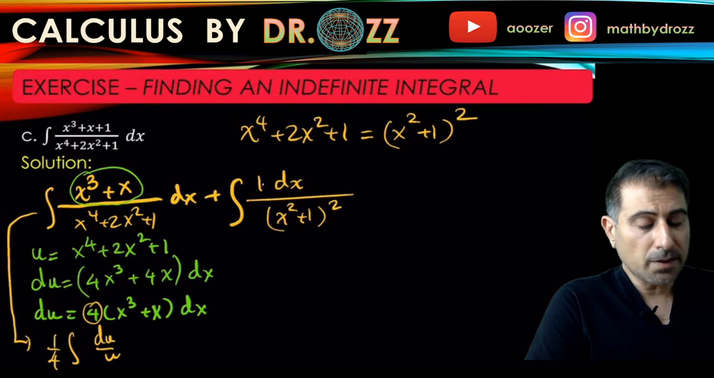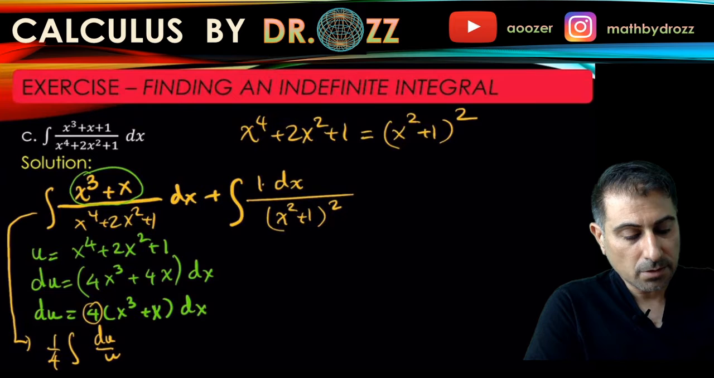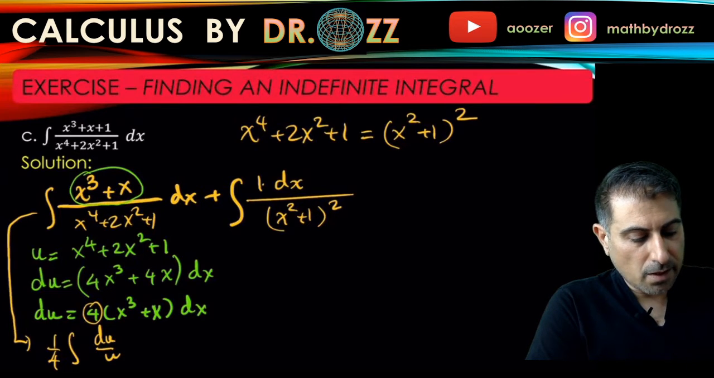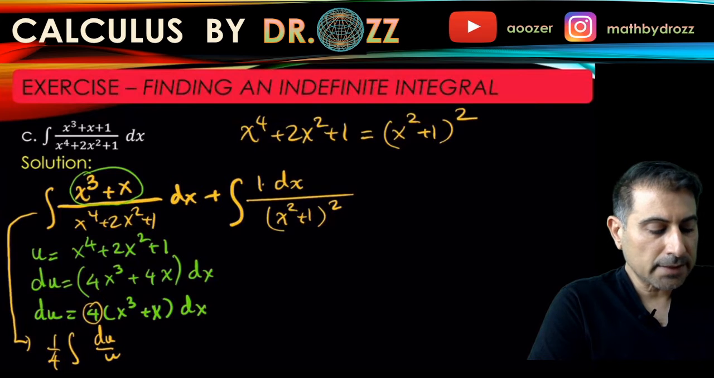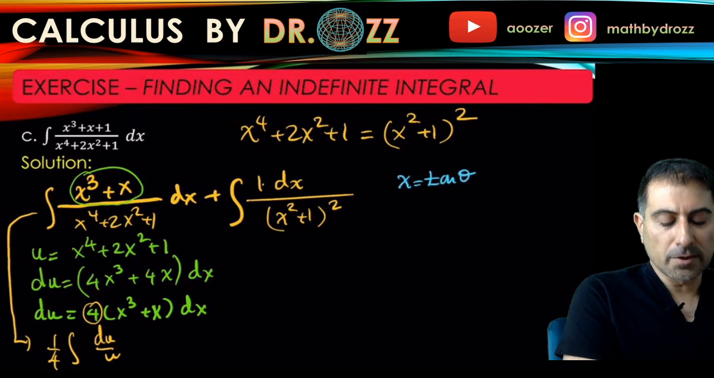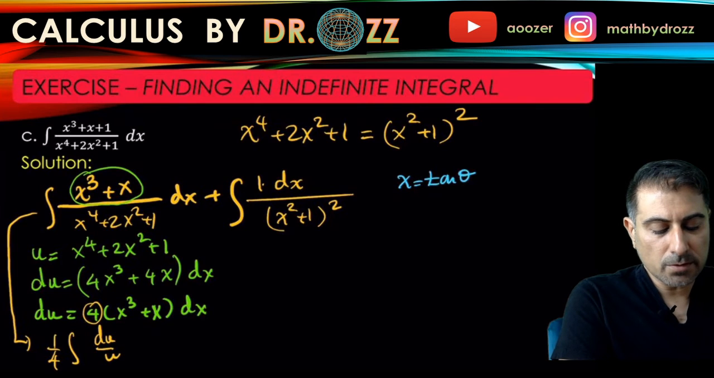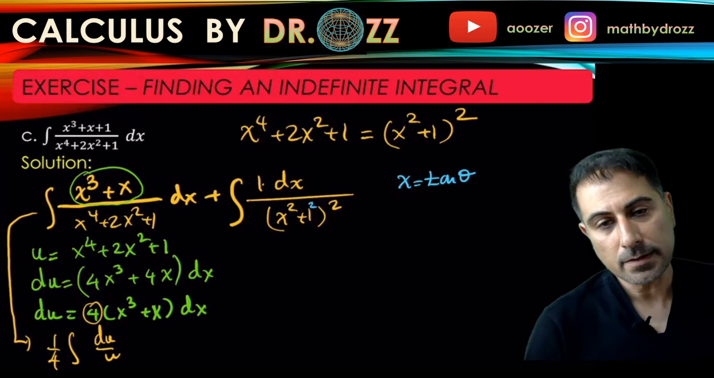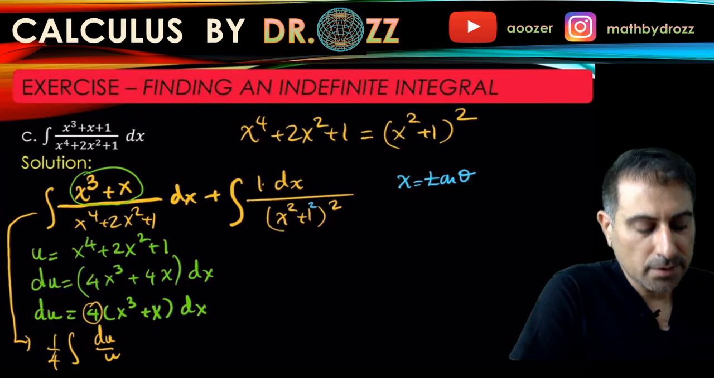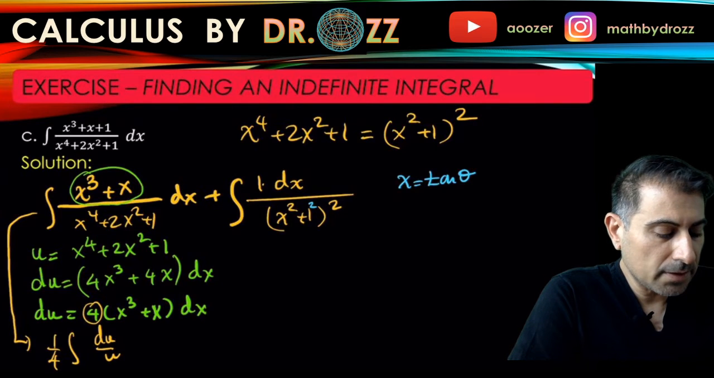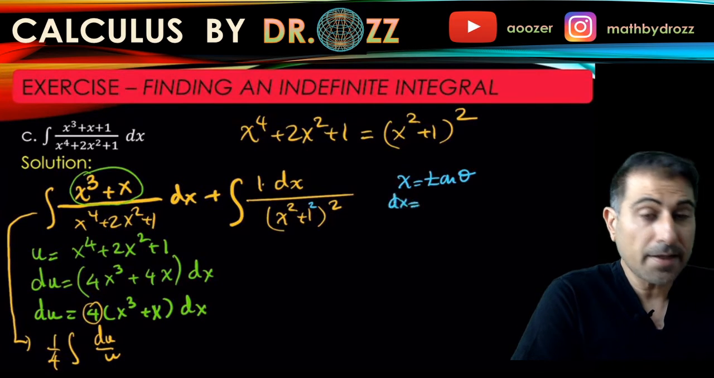So now for this one, I'm going to use a trig substitution. I'm going to use a different color here. So why don't we use x equals tan theta? Because a is 1, right? This is 1 squared, so x squared plus a squared. So it's a tangent theta in the formula. So x equals tangent theta, and dx is going to be secant squared theta d theta.